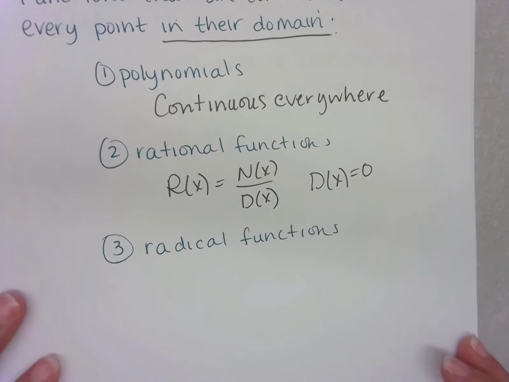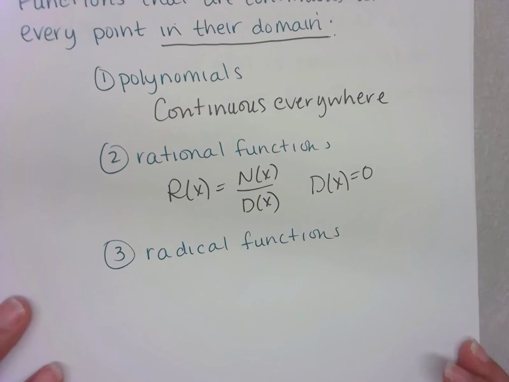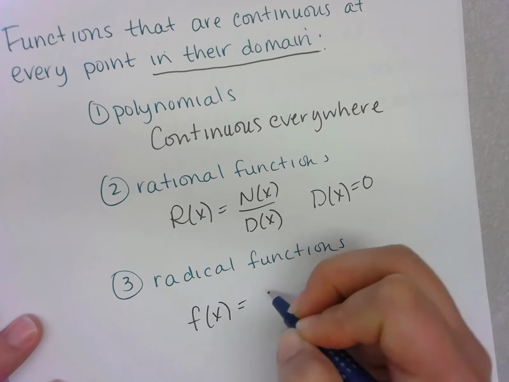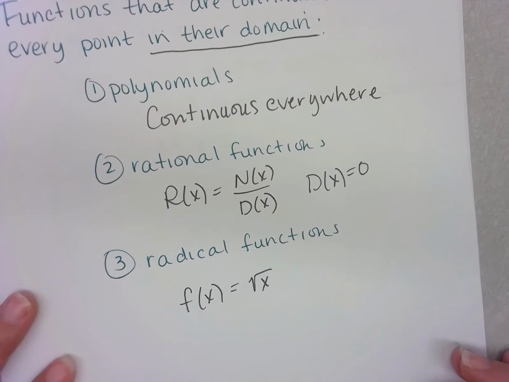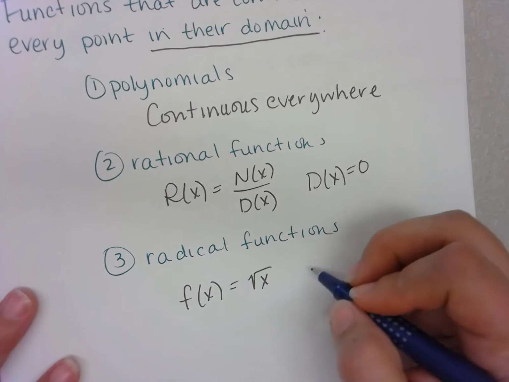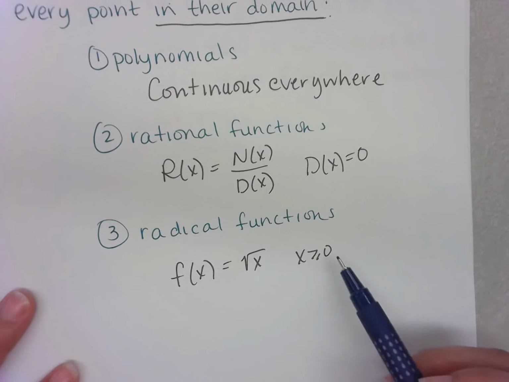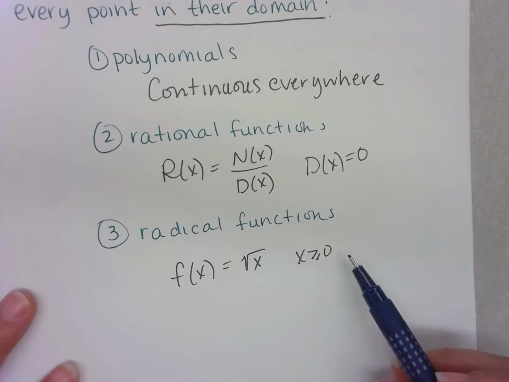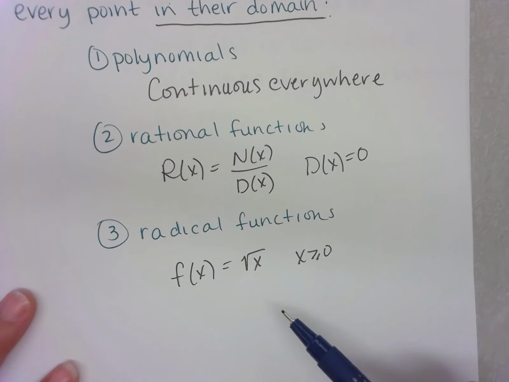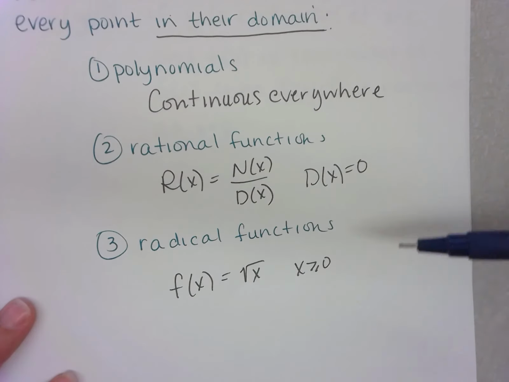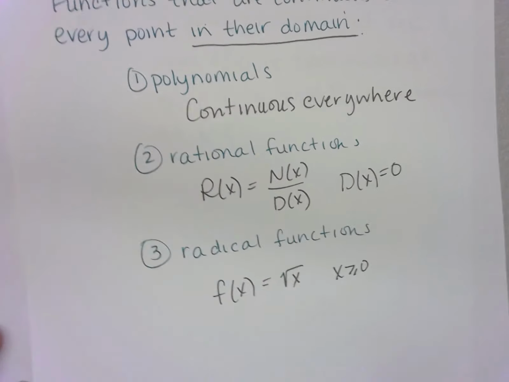And the same with radical functions. They're continuous everywhere that they're defined on their domain. So if I had f of x equal to the square root of x, that's not continuous on the entire real number system, because this has a domain restriction of x greater than or equal to 0. But as long as I stay in x greater than or equal to 0, then I know that it will be continuous. So polynomials, rational functions, and radical functions are all continuous on their domain. As long as I stay in their domain, everything is very smooth and there are no breaks.